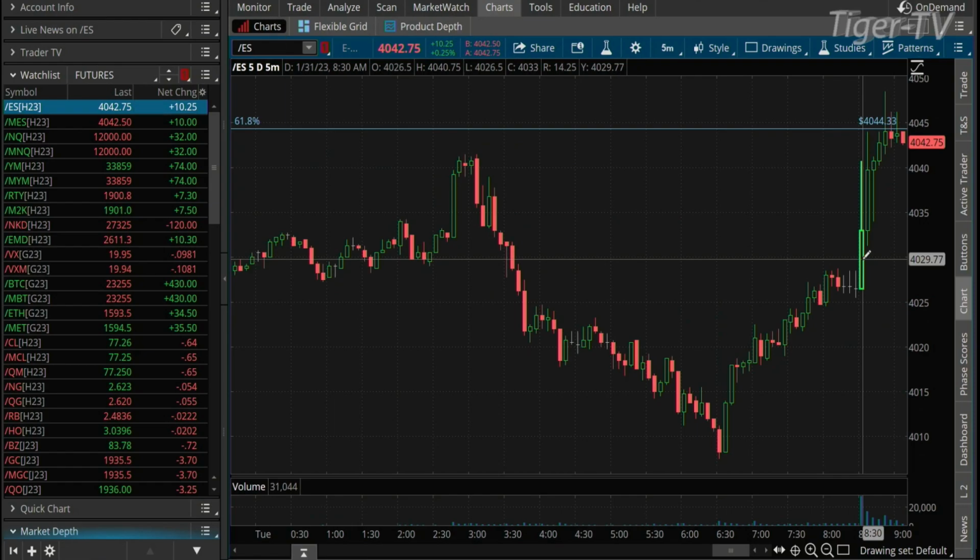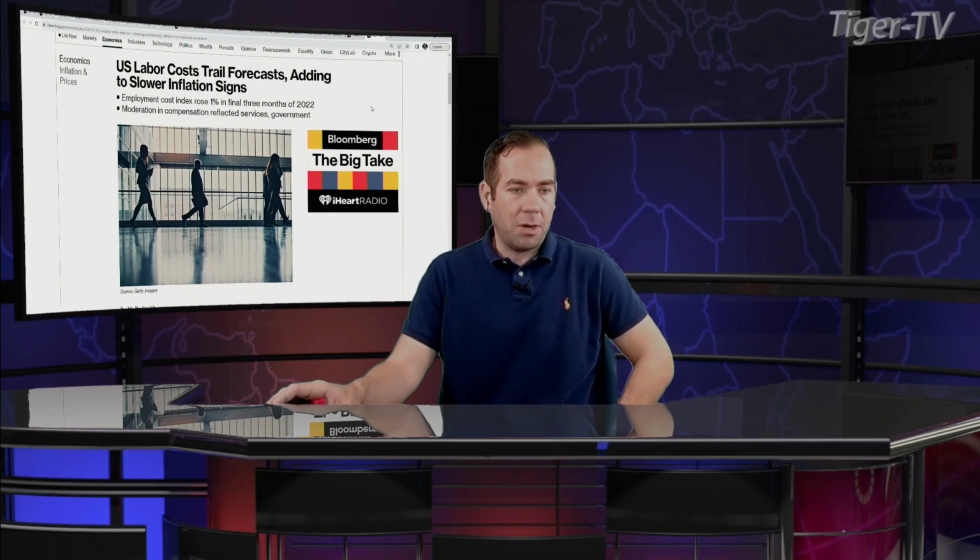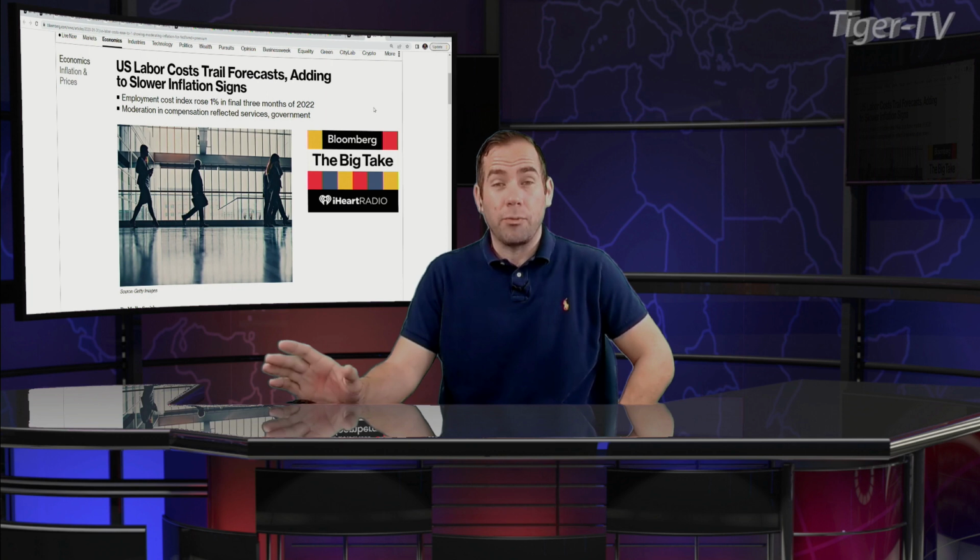And let's just jump right to that number. Right now, we're talking about U.S. labor costs, trailing forecast, adding to slower inflation signs. Okay. Now, boy, we have a Fed meeting that begins today. We have an announcement tomorrow. Indications are all but assured, pretty much. Quarter basis point is what they'll be doing.